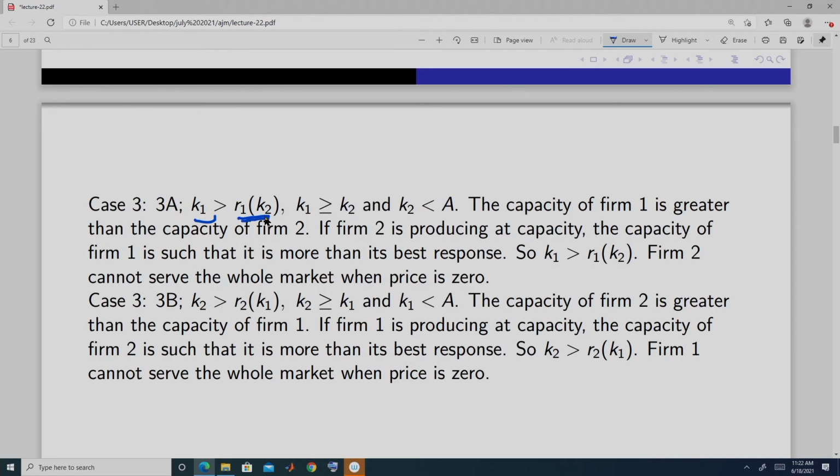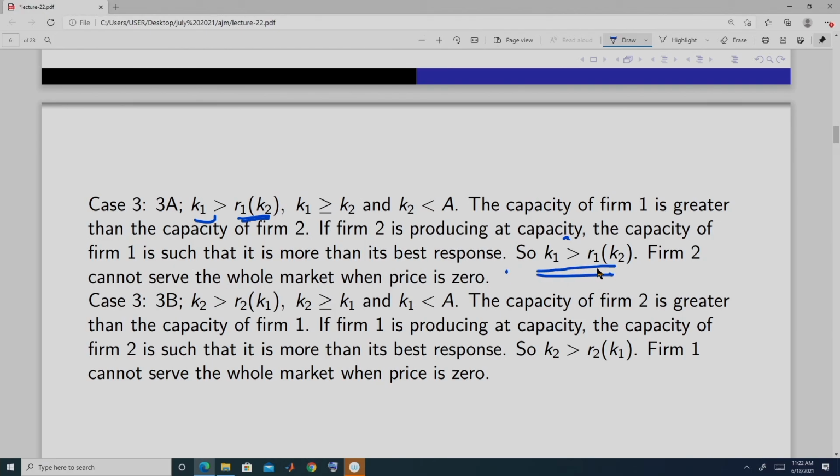In case 1, it was less than this, but here the capacity of firm 1 is greater than the capacity of firm 2, and the capacity of firm 2 is always less than A, but the capacity of firm 1 can be greater than A. So, this is 3A and 3B. It means the capacity of firm 1 is greater than the capacity of firm 2. If firm 2 is producing at capacity, the capacity of firm 1 is such that it is more than its best response. So, that is why it is this.